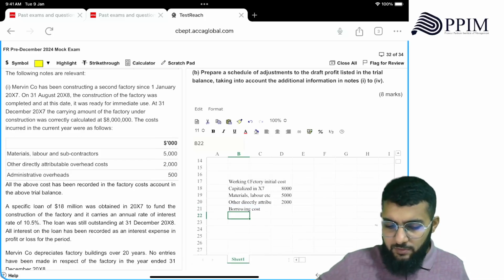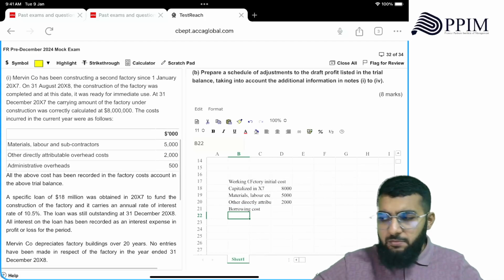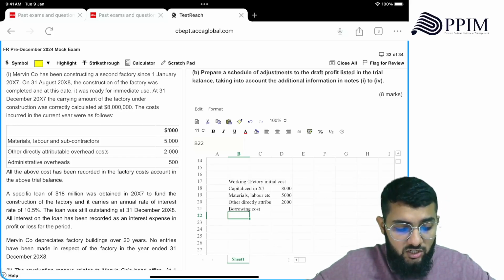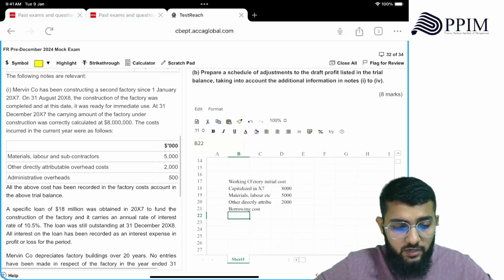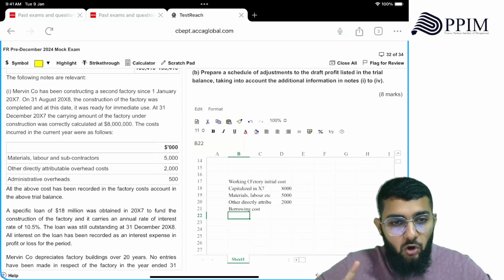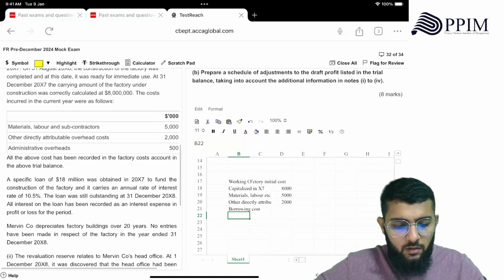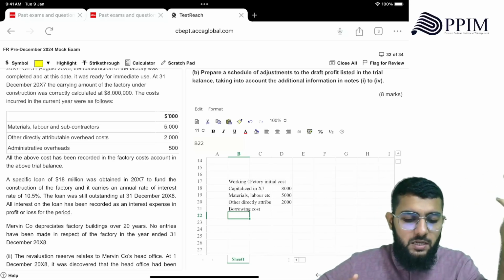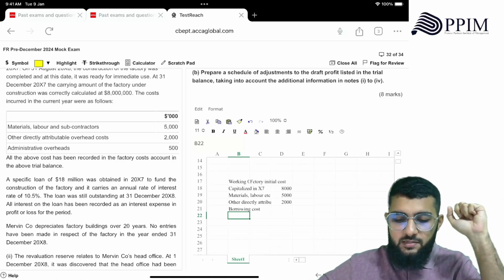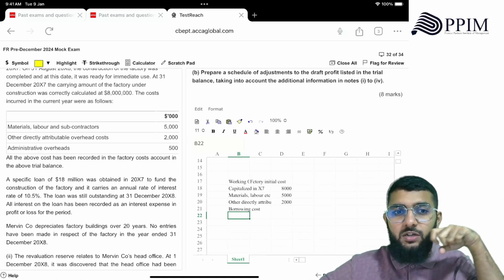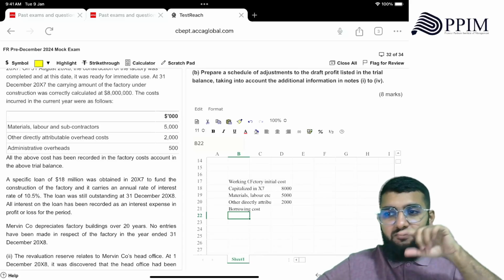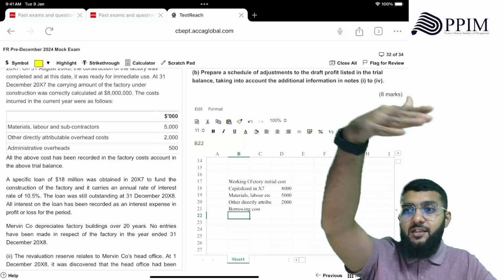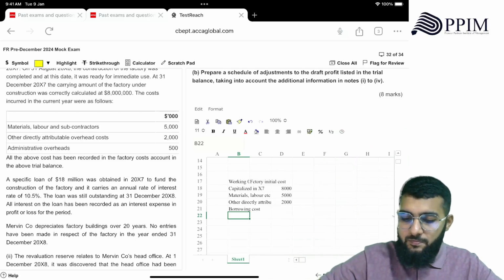Borrowing cost. How will the borrowing cost work? 18 million is the loan, at 10.5%. When did the construction start? The construction was completed on 31st of August. So in 20x7 was when it was obtained. So January, February, March, April, May, June, July, August: 8 months. 8 months of cost you'll have to capitalize. Whatever you capitalize here, you are going to remove from your profit because they have recorded it entirely in the interest. So draft profit has already included that interest.